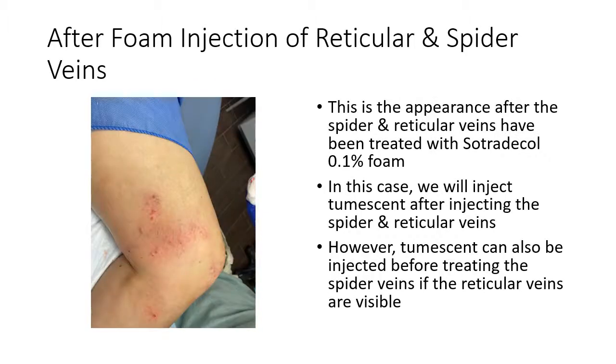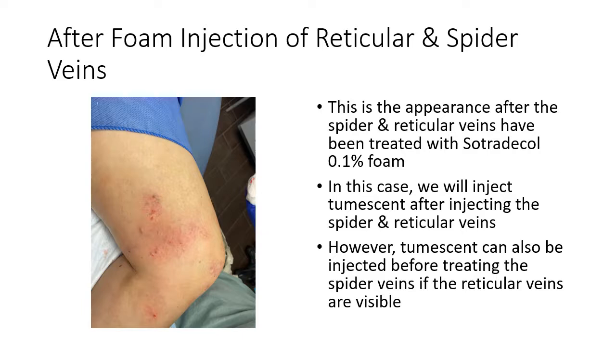Okay. Now this is the appearance of the spider reticular veins after we have injected 0.1% sotradecol foam into both the reticulars and into the spider veins. Now, liquid could also be used, liquid 0.1% sotradecol or 0.33% polidocanol. However, we chose foam, which we do quite often since this causes more intravascular damage and seems to lead to a quicker resolution.